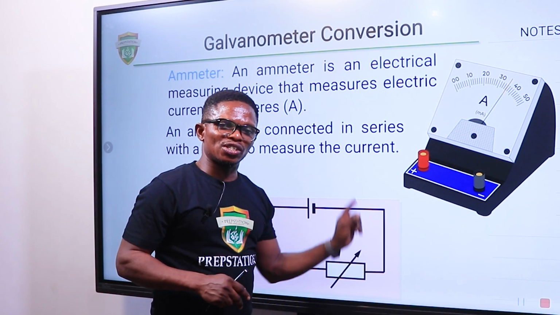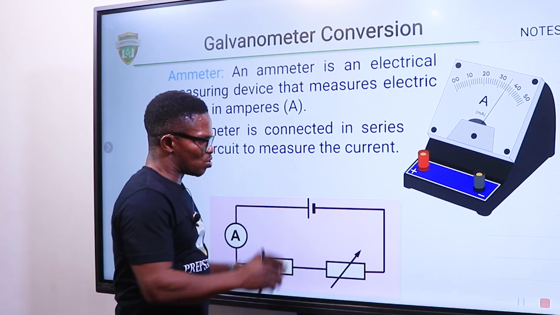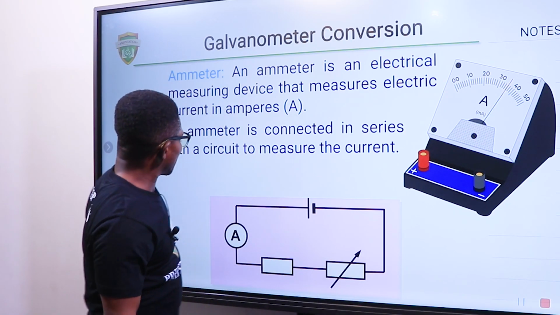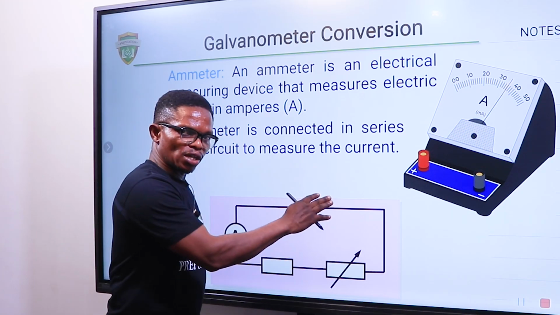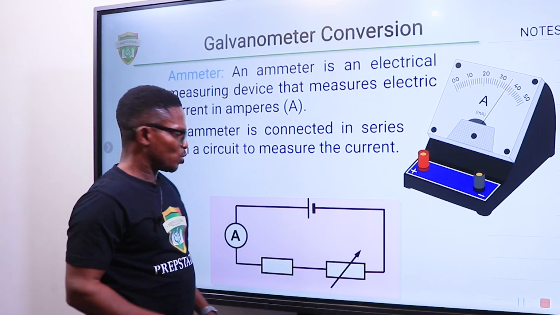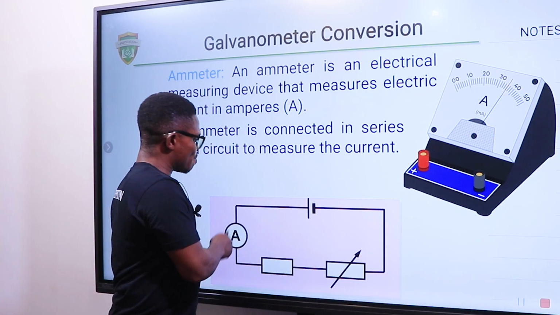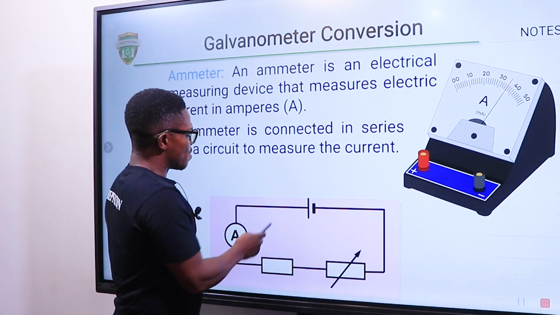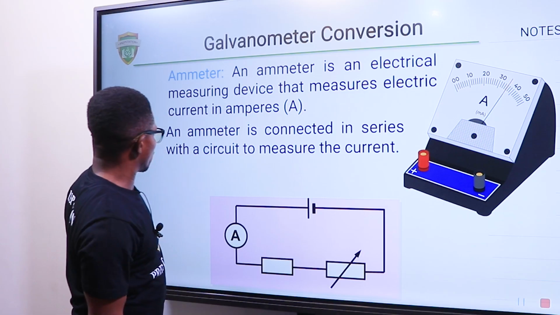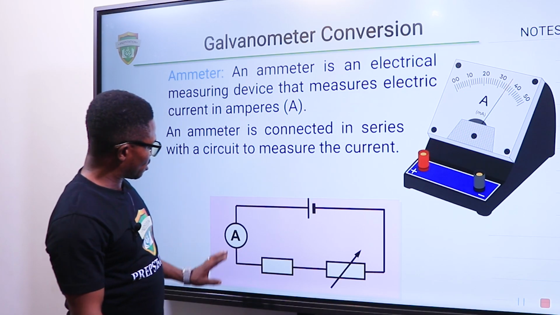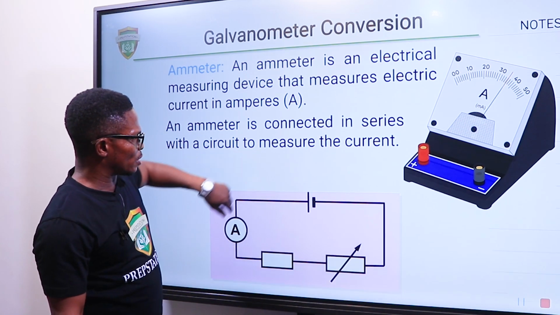An ammeter actually measures the total current flowing in the circuit, or if it's a parallel circuit, the current flowing in a particular section of the circuit. Now, this circuit is a one-loop circuit. Of course, it's a series circuit. So don't connect the ammeter across the resistor. Don't. An ammeter should be connected in series because it measures the amount of charge flowing through the circuit. So an ammeter is connected in series. This is how an ammeter should be connected.